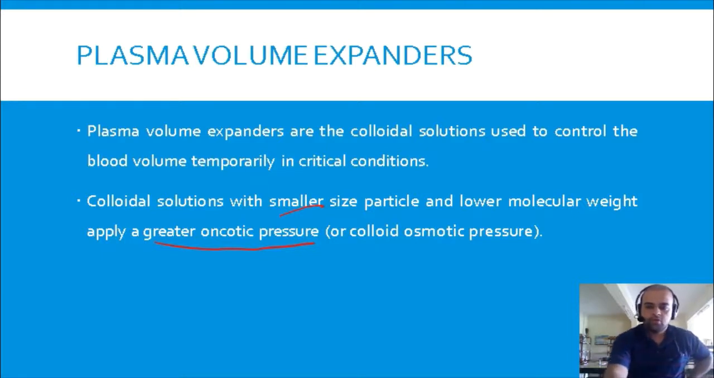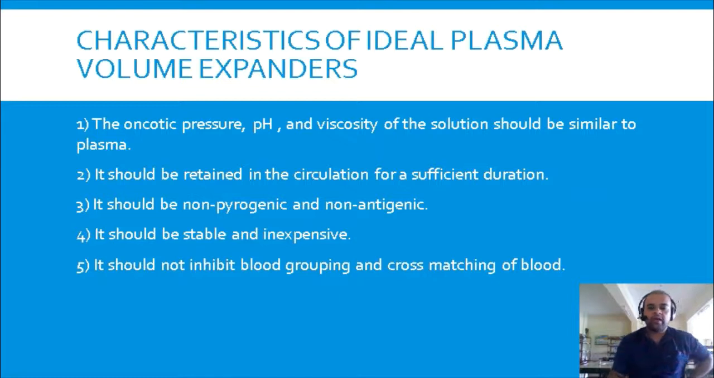Okay, so next point is the characteristics of the ideal plasma volume expander. They include the oncotic pressure, pH and viscosity of the solution which we are going to use as plasma volume expander. It should be similar to that of actual blood plasma. Okay, so it should be retained in the circulation for a sufficient duration of time. Then it should be non-pyrogenic and non-antigenic.